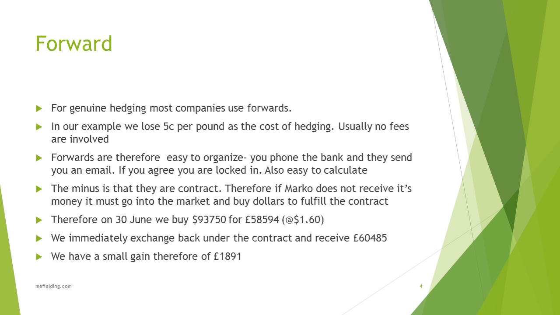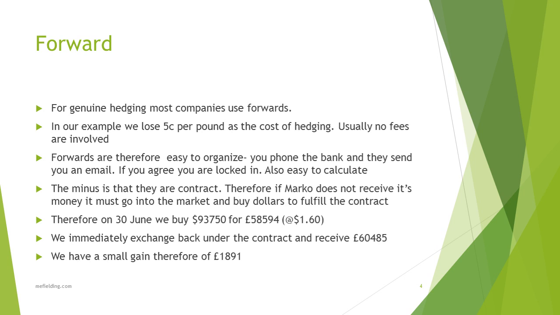So it says here we swap them back under the contract. This is the forward contract we entered into on the 1st of January. And when you do that, you'll see that you receive £60,000. So you bought for 58,000, you sold for 60,000, and you have a gain of 1891. So 1891 means that we receive 60,000, we pay 58.5, and the difference is the 1891. I hope that my maths is right, and that you get a small gain.